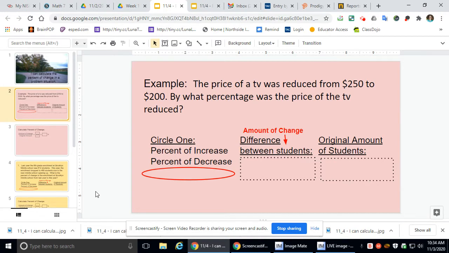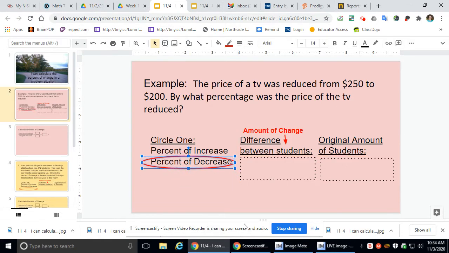So let's think about the wording. The wording says reduced. So if it's reduced, then that means it is a percent of decrease. You want to circle which one it is, using the provided circle, as a percent of increase or decrease. Then we're going to head over to the second part, where it says the difference between the price of the TV.